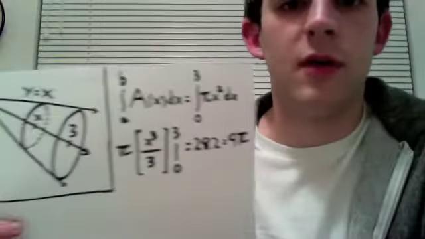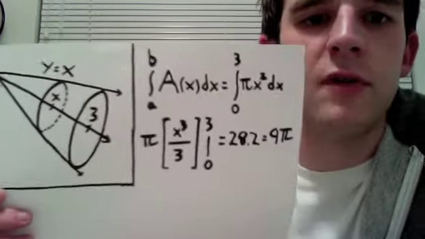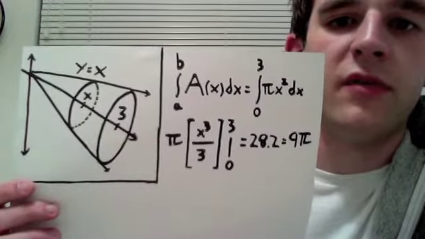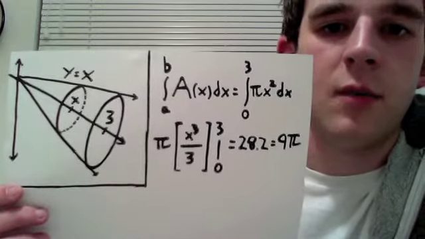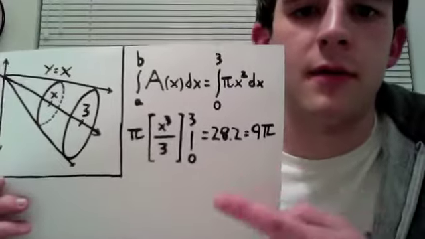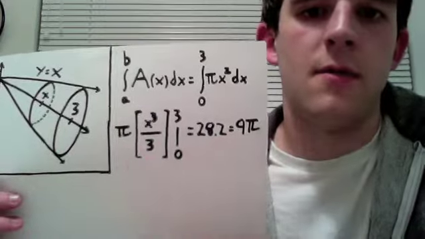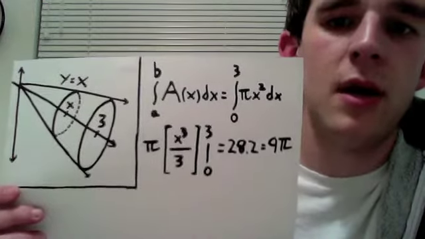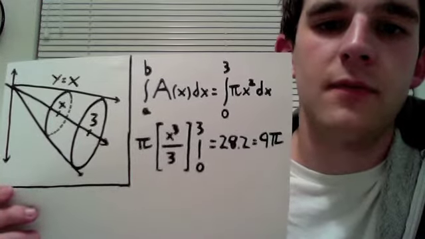And then we follow the standard procedure for finding integrals. We take the antiderivative of pi x squared. We get x cubed over 3, and pull out the pi right there, from 0 to 3, and then we get an answer of 9 pi.